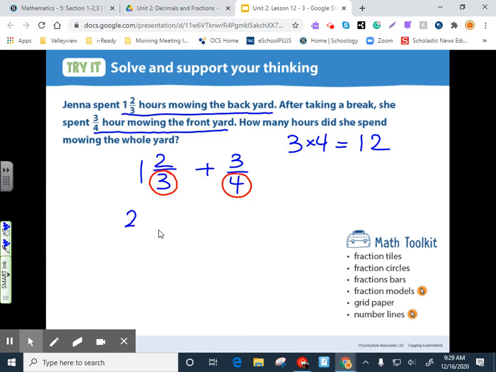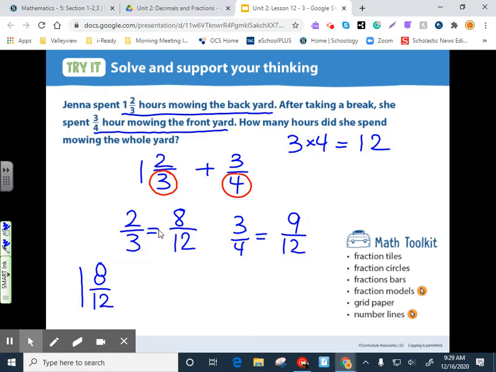So take your 2/3, and that will equal something over 12. Well, I know 3 times 4 gives me 12, so 2 times 4 is 8. For the 3/4, I know 4 times 3 is 12 and 3 times 3 is 9. So I've got that. So what we have here is 1 and 8/12 plus 9/12. That gives us 1 and 17/12.